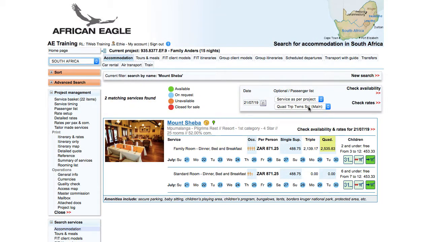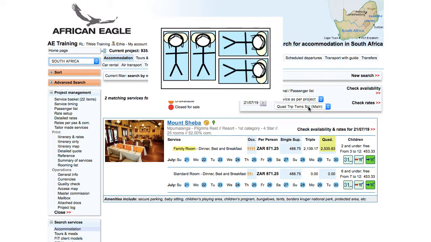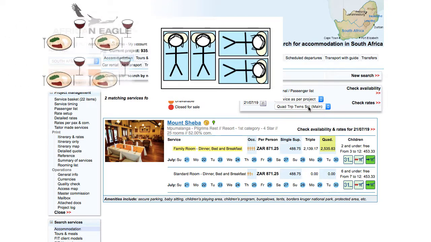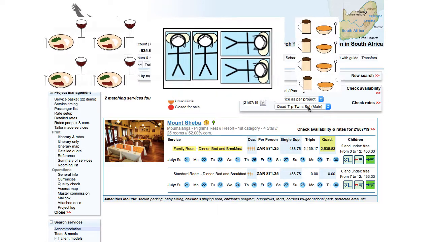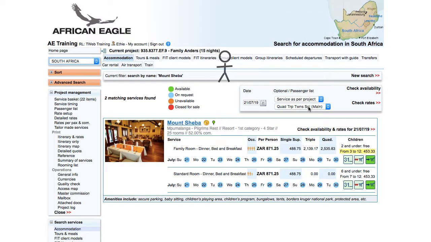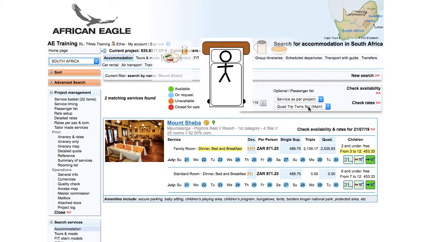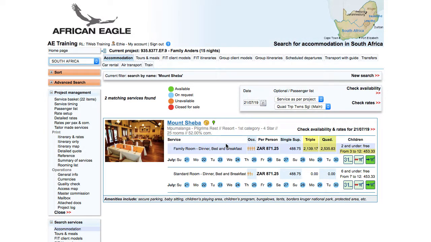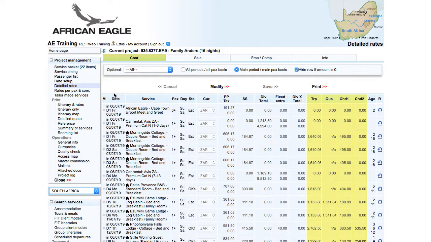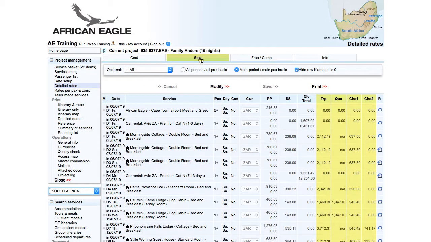For a quadruple room, the rate is for 4 people sharing the room and participating in all the services. In this example, 4 dinners and 4 breakfasts. For children, the rate is per child of the given age bracket participating in all the services. Here, for a child between 3 and 12 to eat dinner, sleep, and eat breakfast. These same rates are displayed in detailed rates, both on the cost tab and the sale tab. The rate is how much will be paid.